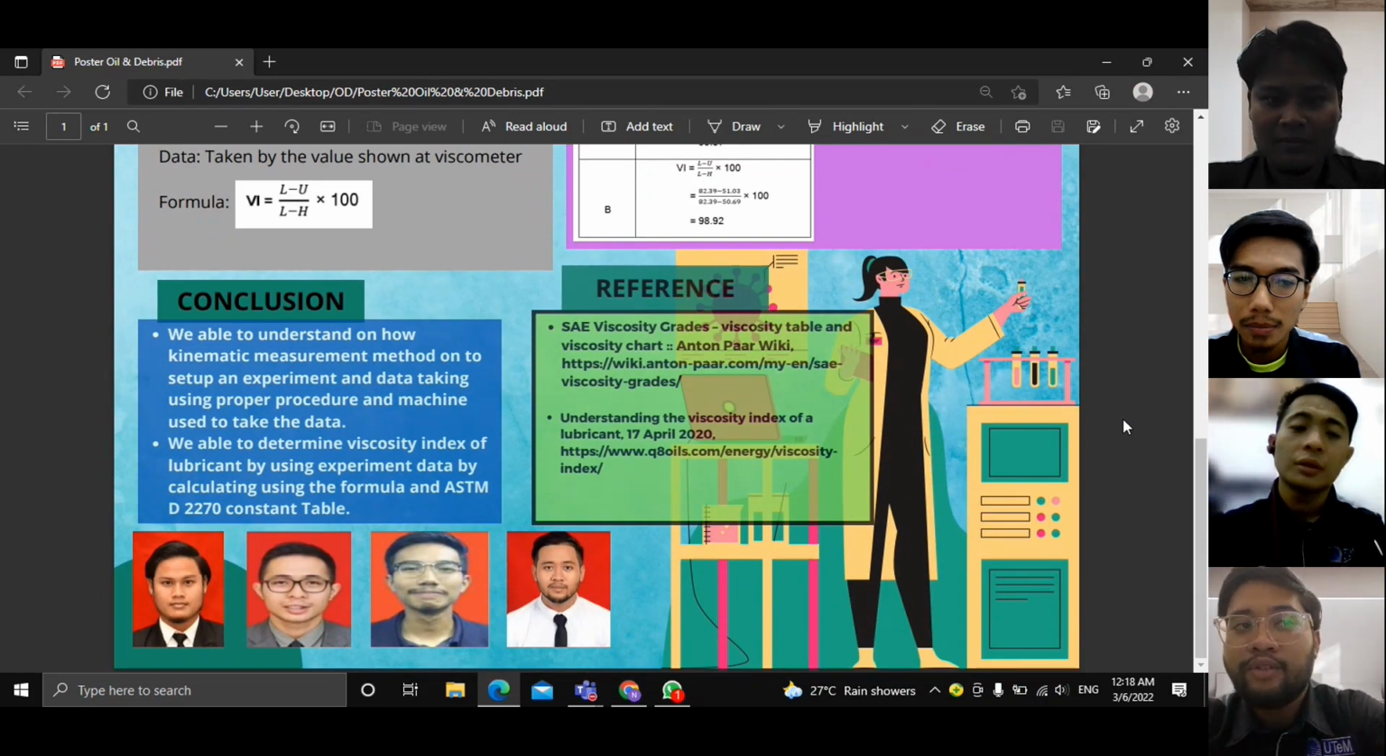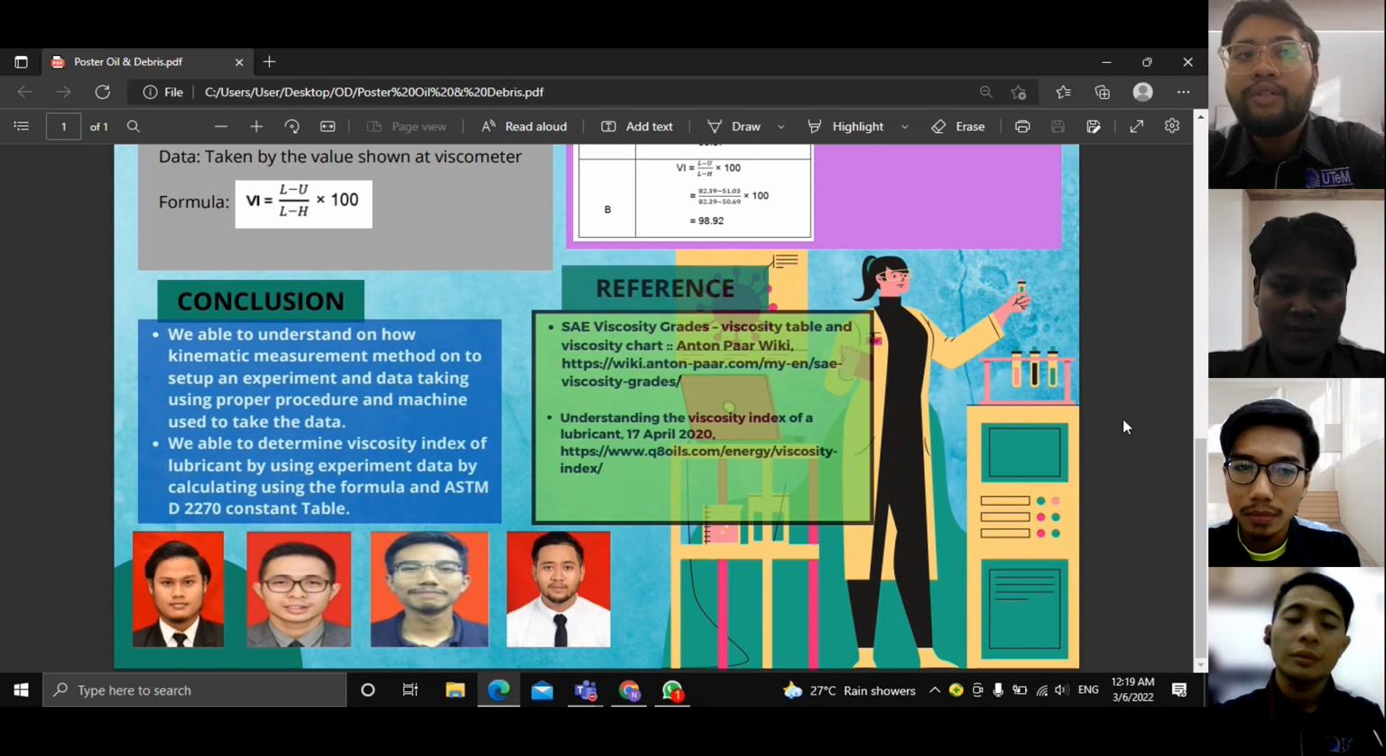And then for the conclusion, we are able to understand the kinematic viscosity measurement method, how to set up an experiment and take data using a proper procedure and the machine used to take the data. And then we are able to determine the viscosity index of the lubricant using this experiment data, and we can calculate using the formula and the ASTM D2270 constant table.